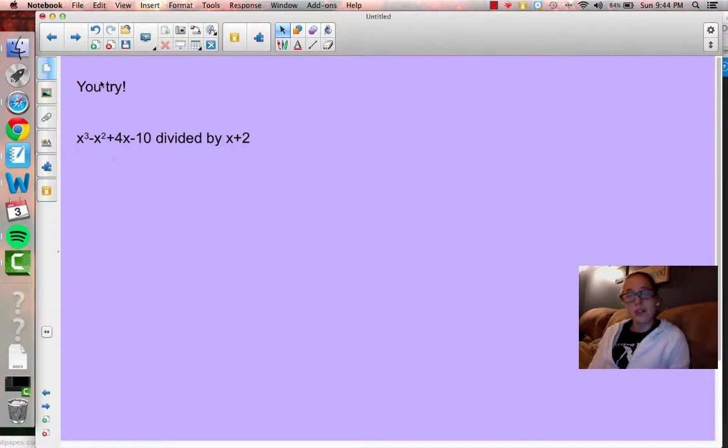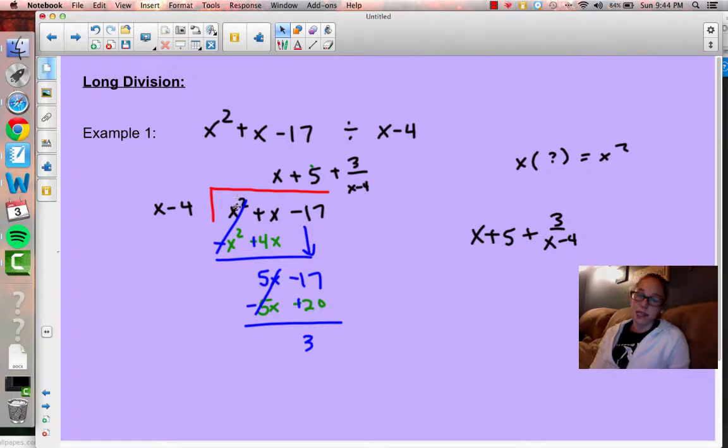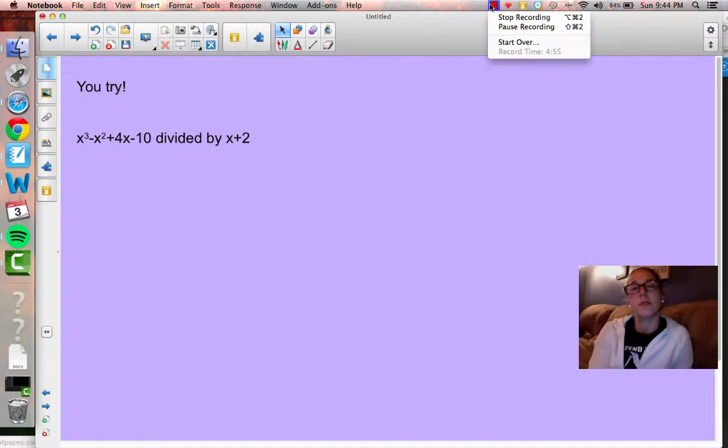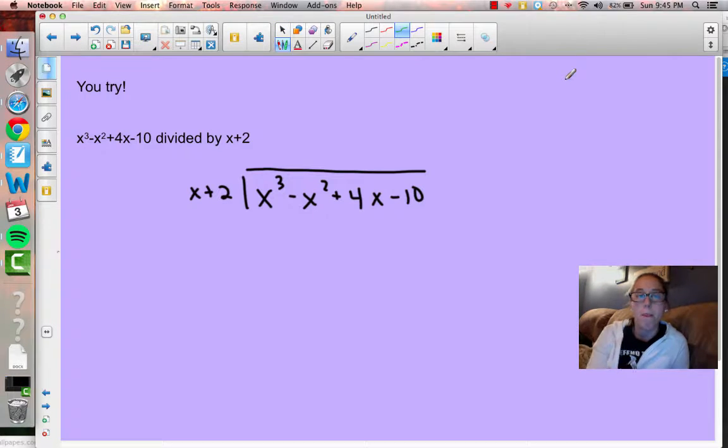The only difference in this one from the last example is that now we have an x cubed. So instead of taking x times x to get us x squared, you might have to take x times something else to get you x cubed. So pause the video, try it out, and then check your answer.